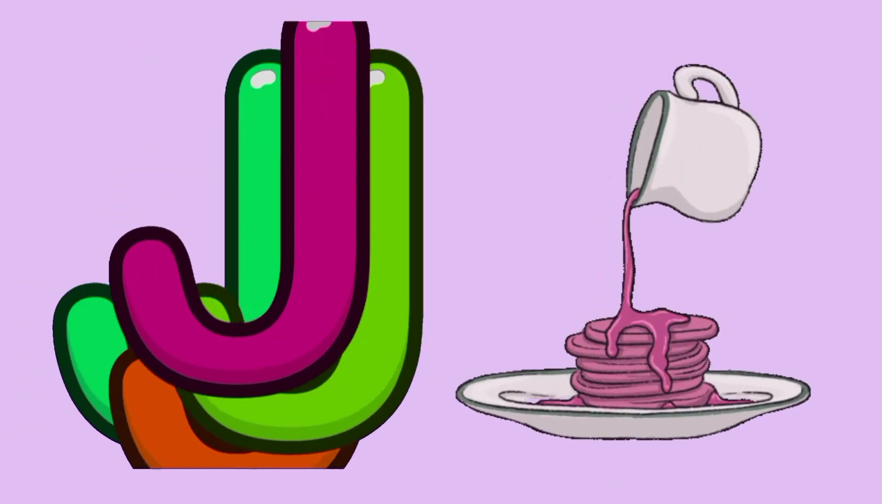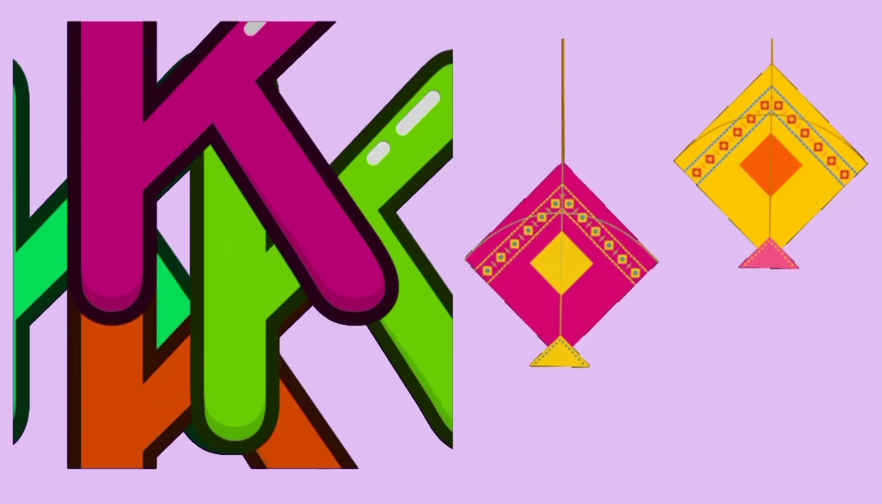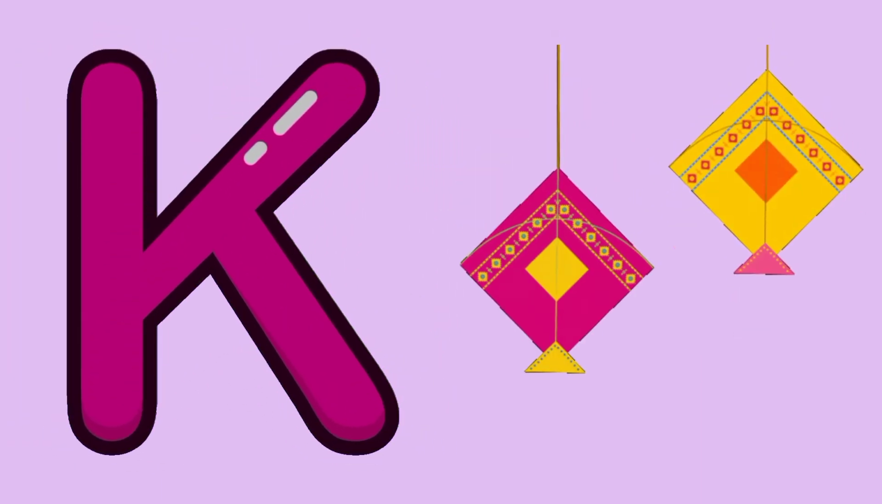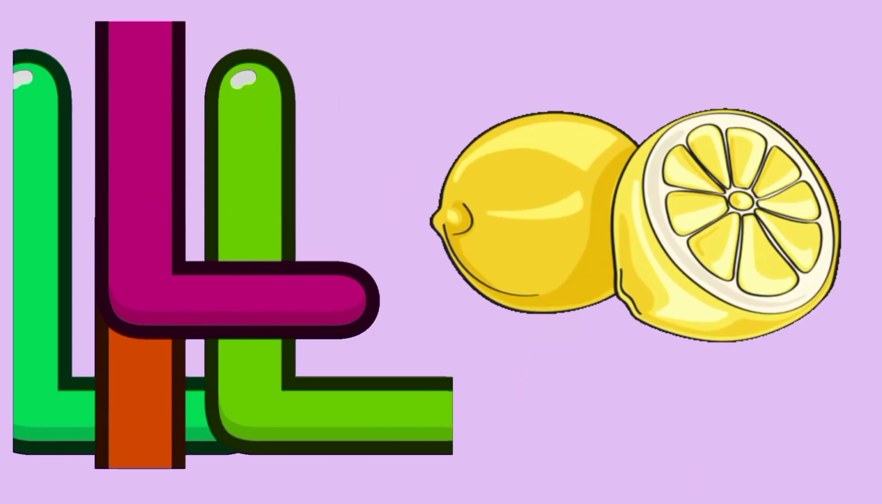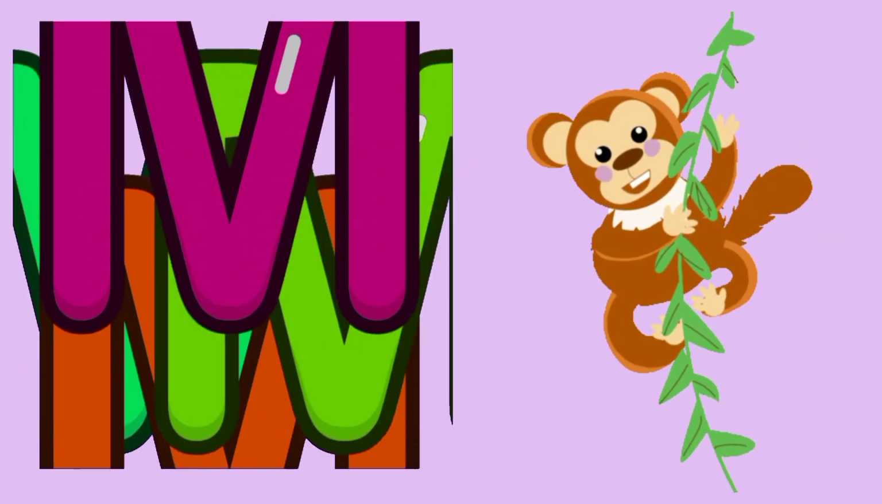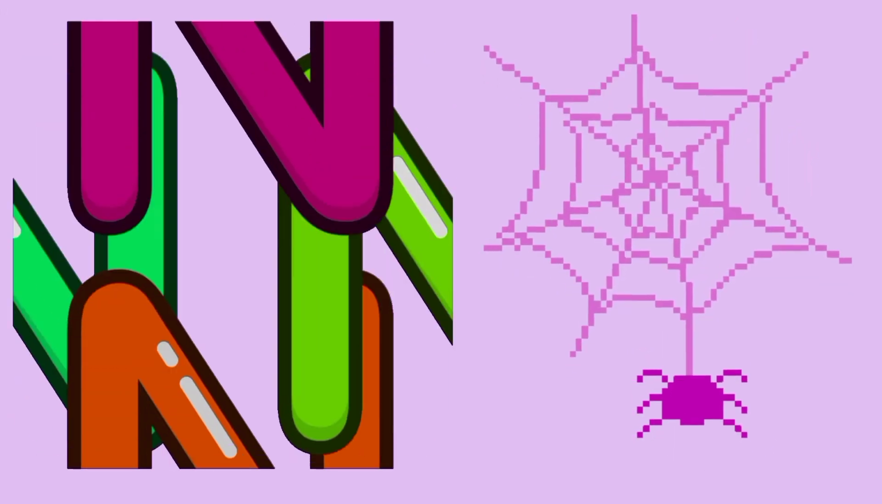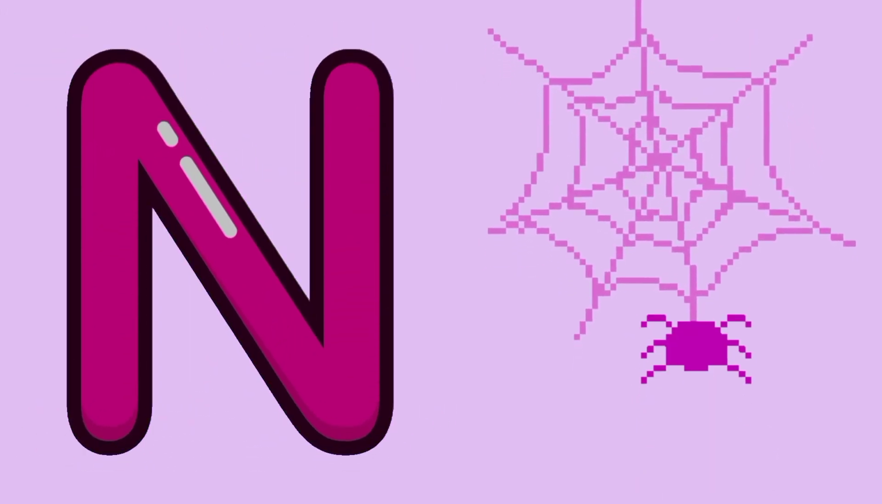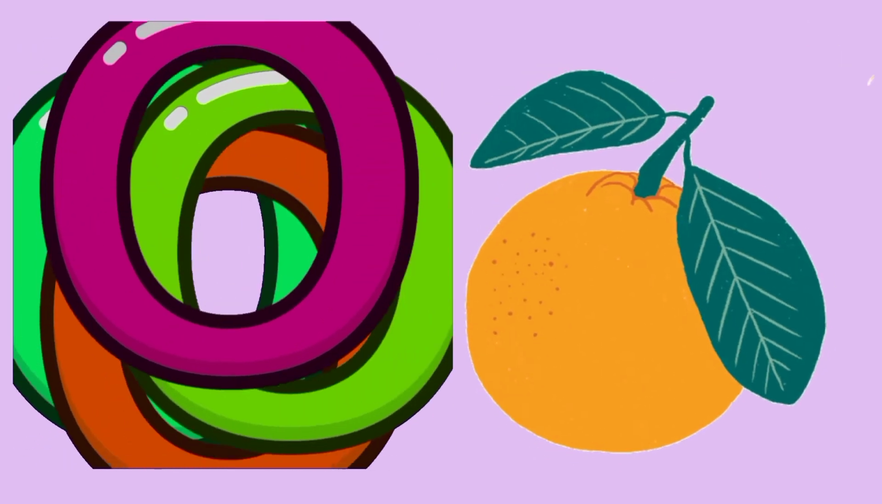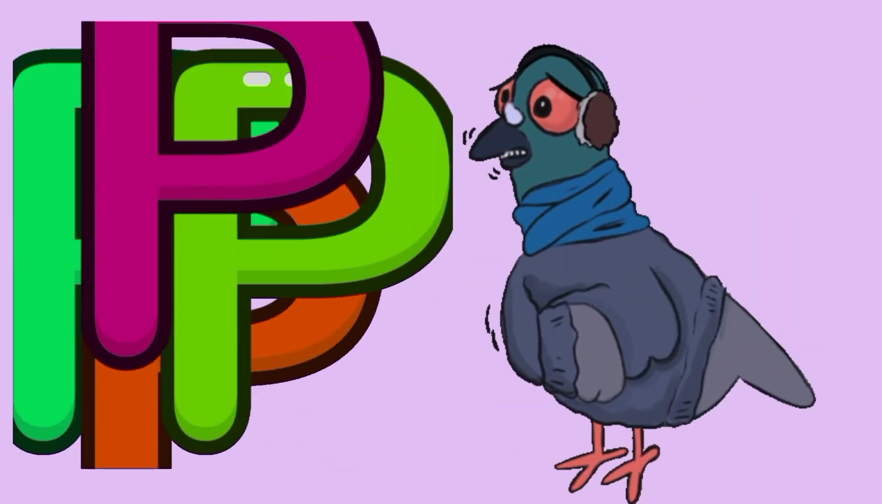I for Ice Cream. J for Jug. K for Kite. L for Lemon. M for Monkey. N for Net. O for Orange.